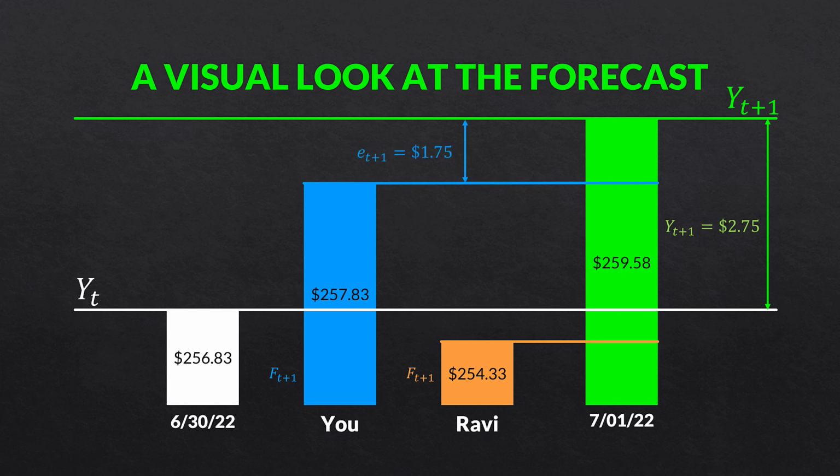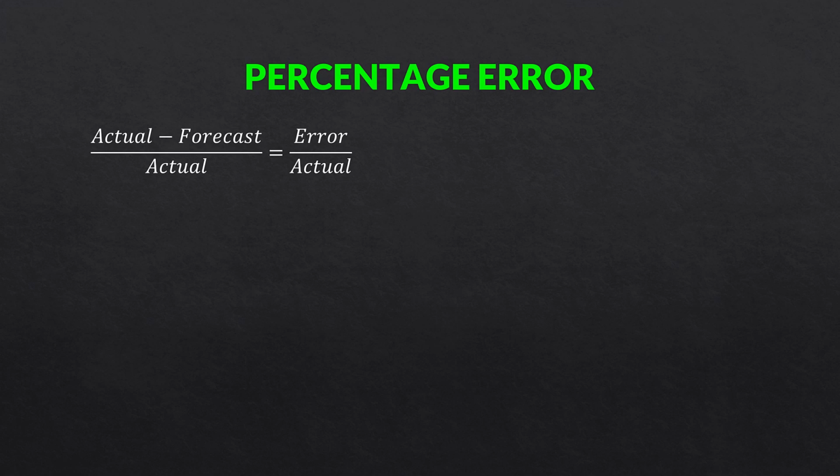Now your error is the difference between your forecast and the actual price. You can see there with that arrow in the blue. Ravi's forecast error is the difference between his forecast, there in the orange, and the actual price at the top. So you can see how the forecast errors are related to the beginning and the end. So the price at time t and the actual at t plus 1, and then how your forecasts fit in between those two. So lastly, percentage error. This is very simple. So a percentage error is just the error over the actual value, the actual price.